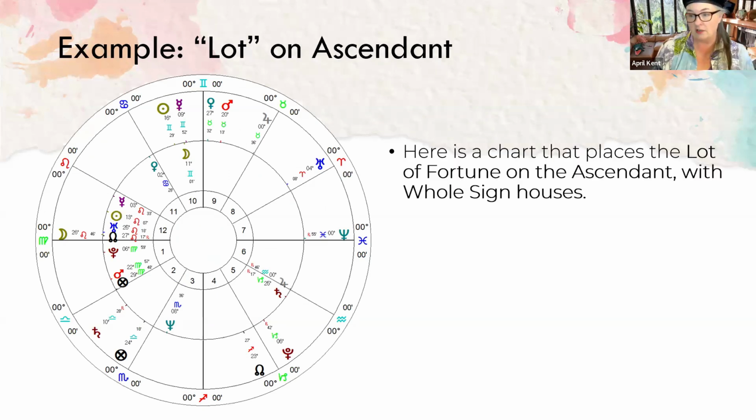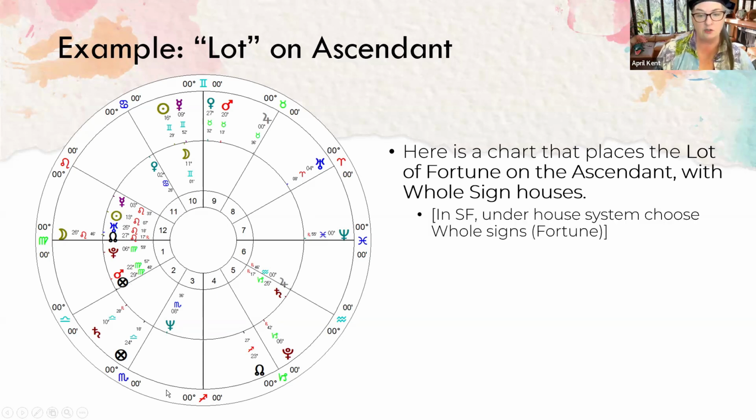This is my chart, actually, where I put my part of fortune, which is in late Virgo. It's at 29 Virgo, on the 1st house with whole sign houses. So again, in whole sign, you take 0 degrees of the sign in question, which is here, Virgo. You put that on the 1st house, then the next sign on the 2nd, and so on. So this is one you can do.